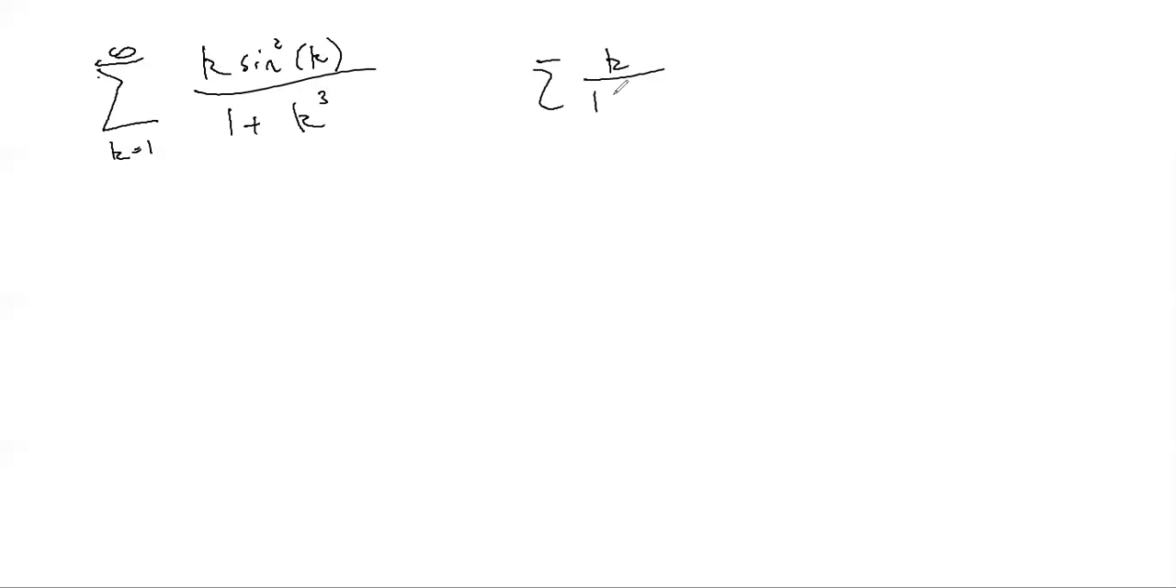k over 1 plus k cubed. Then can I simplify this at all? Well, maybe. Let's see, if I ignored the 1, I would end up with k over k cubed, which is equal to 1 over k squared. Now, what do I know about this? Again, convergent by p-test.